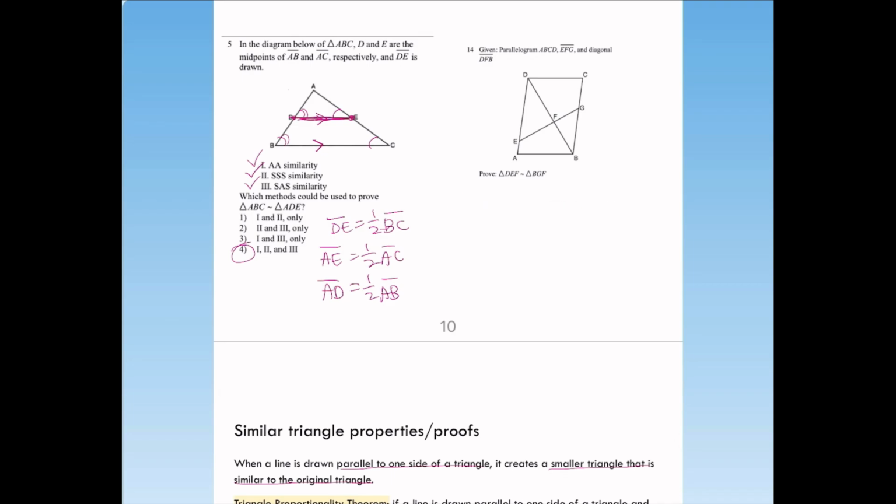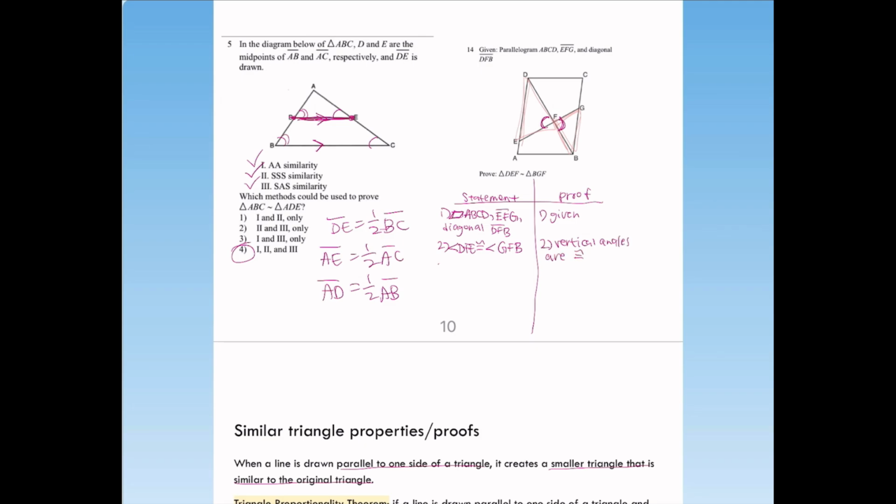We are given that ABCD is a parallelogram, EFG is a line, and diagonal DFB. Prove that triangle DEF is similar to triangle BGF. So first let's write our given. Okay, let's think about what we can prove about these two triangles. Line EFG intersects with the diagonal DFB. This creates congruent vertical angles right here. So we can say that angle DFE is congruent to angle GFB because of vertical angles.